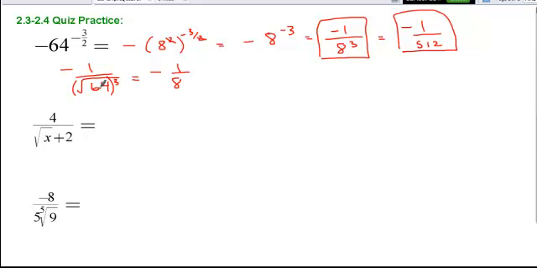The square root of 64 is 8, cubed, and what you see here is we're right at this step getting the same answer. Okay, you can use either of those methods.